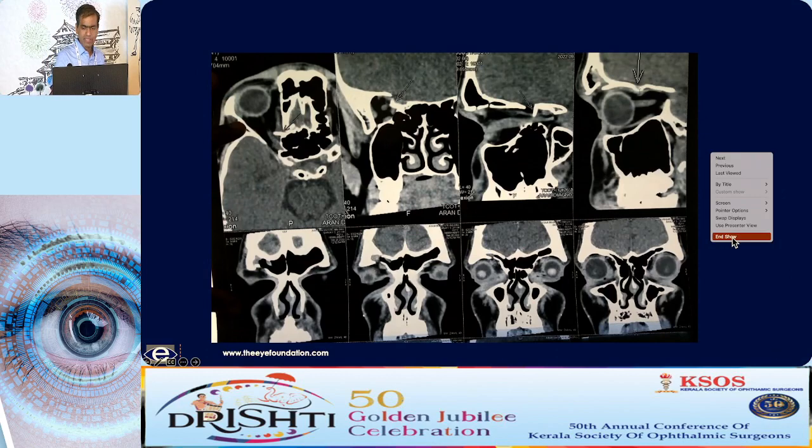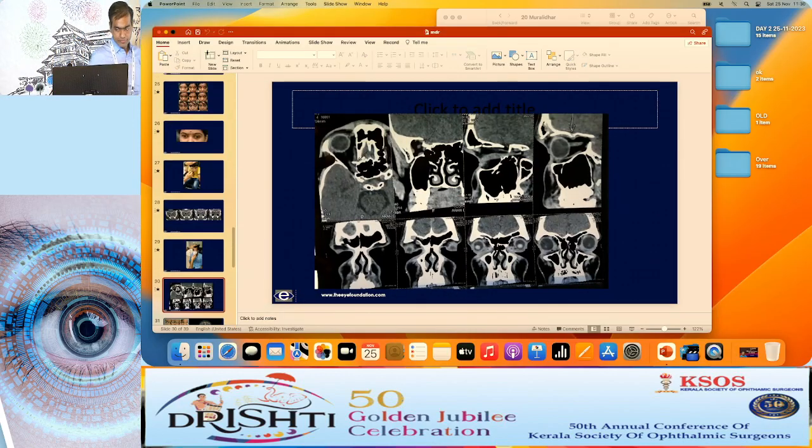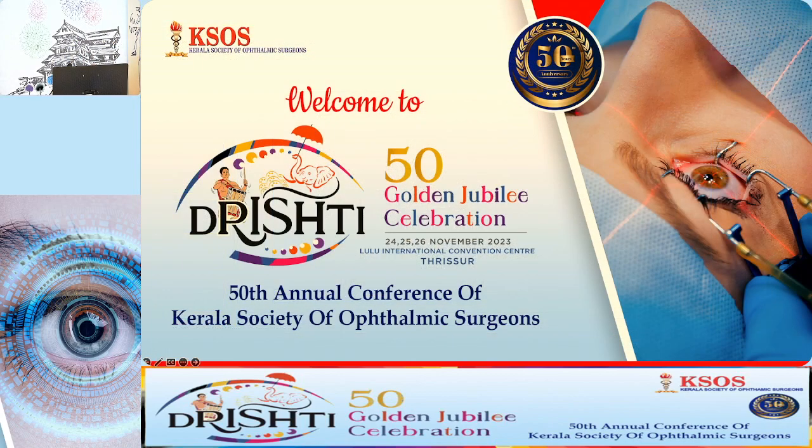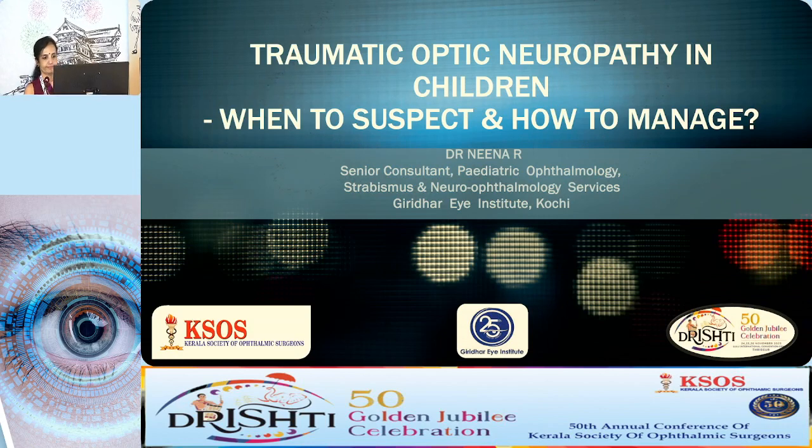I have a couple more slides, but in the interest of time and for the other speakers, I'll wrap up. Thank you, sir, for that extensive coverage. For want of time, otherwise we would have wanted to hear more. So next I call upon Dr. Neena R., Head of the Department of Pediatric Ophthalmology and Strabismus at Giridhar Eye Institute, to cover an important topic: traumatic optic neuropathy in children, when to suspect and how to manage.